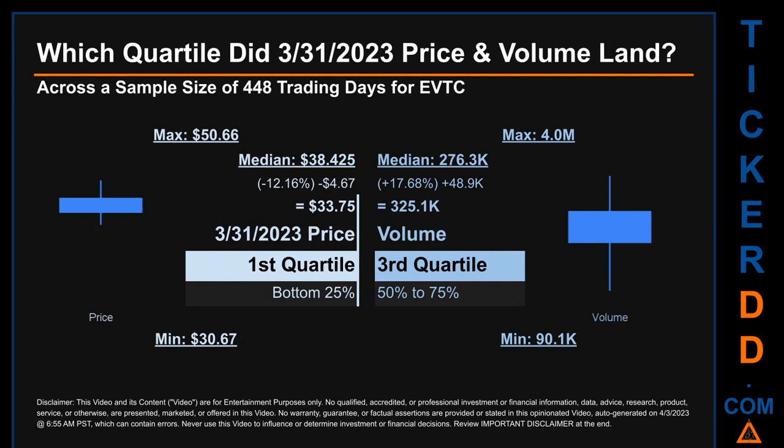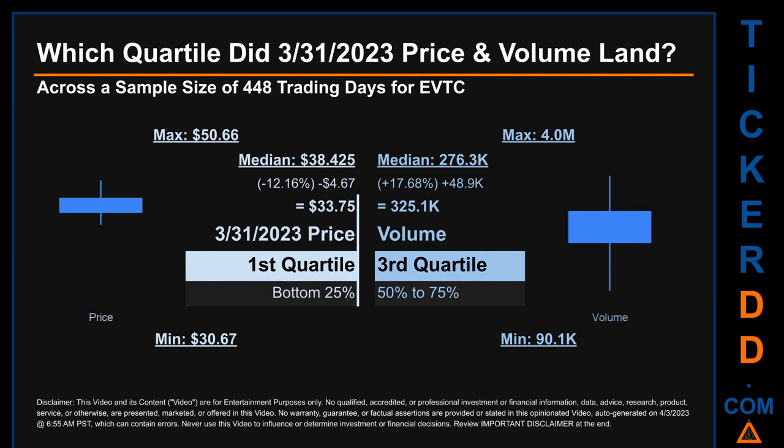Which quartile did March 31, 2023 price and volume land? Across a sample size of 448 trading days, the maximum end-of-day price for EVTC was $50.66 while the minimum was $30.67. Within that price range, March 31, 2023 price, of $33.75, landed within the first quartile, meaning it was within the bottom 25% of all sampled end-of-day prices.